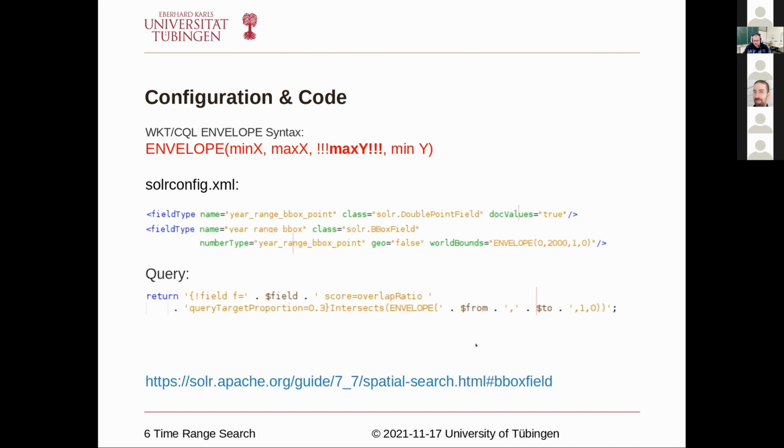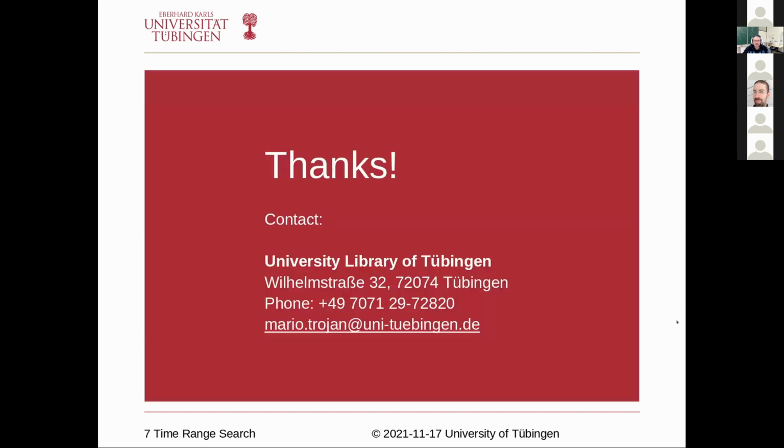And this is what the query would look like. It's very important that you add this score equals overlap ratio parameter onto it. And here you can pass the query target proportion and use the intersects syntax, because there are also other ways to calculate this, but for the time range, it's very good to use intersections. And of course, there's more documentation on the solr.apache.org website, depending on the current version of Solr that you're using. And that's already it.